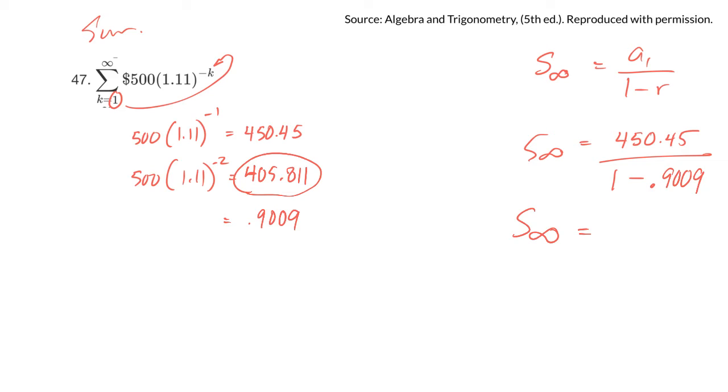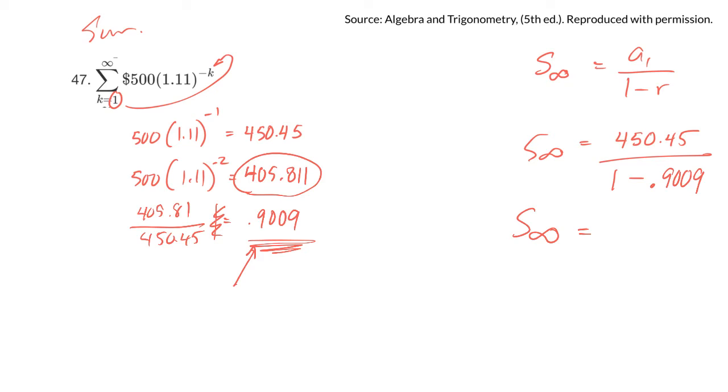I can do this infinite sum question because my ratio... I should have done this here. 405.811 divided by 450.45. That's what gives you this number. And so I can find the infinite sum because my ratio is in between 0 and 1. Had that been greater than 1, I couldn't have done this.